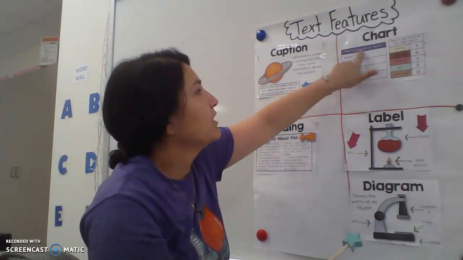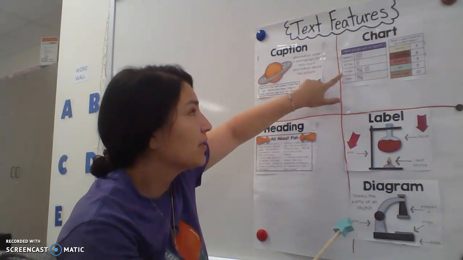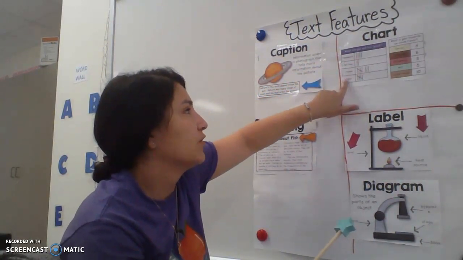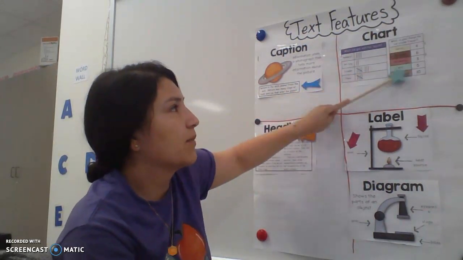So, what did you eat for lunch? Here are the options: sandwich, hot dog, chicken, pizza, and here are the tally marks to show how many students favored each one. And same thing with this, except for it's about ice cream.